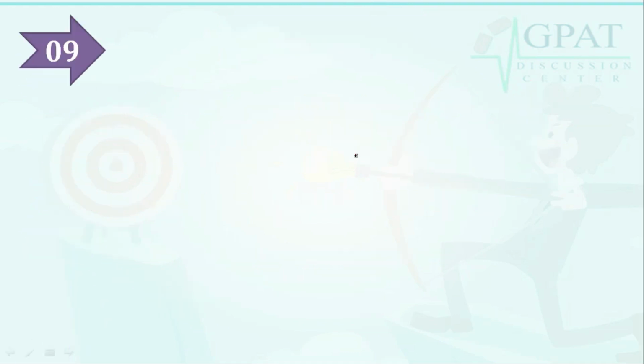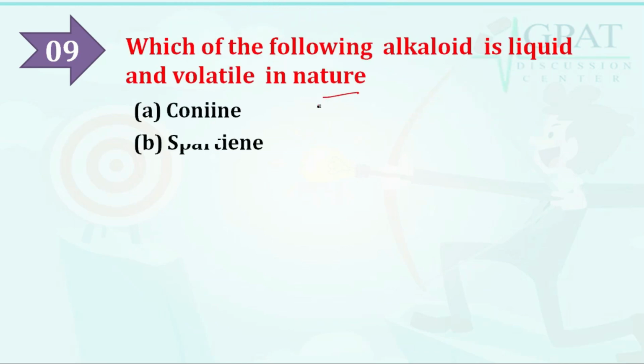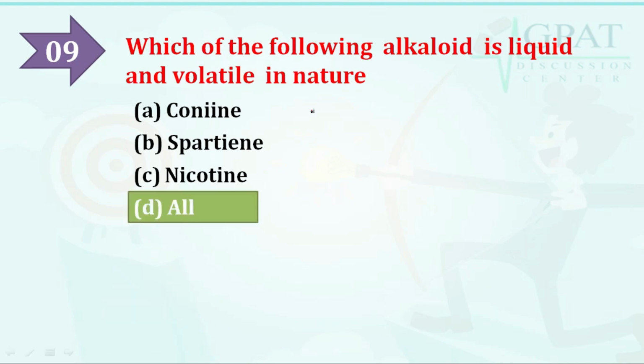Now moving on to the next question, which of the following alkaloids is liquid and volatile in nature? The options are: option A conine, option B aspartame, option C nicotine, option D all of the above. The correct answer is all, meaning conine, aspartame and nicotine are liquid and volatile in nature. These are the alkaloid class.